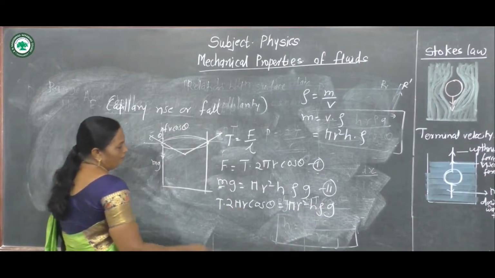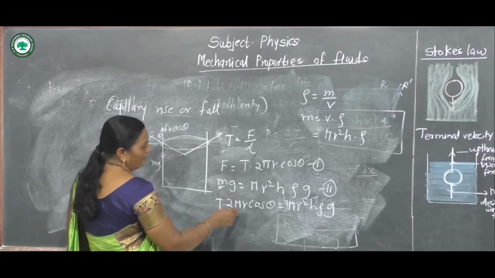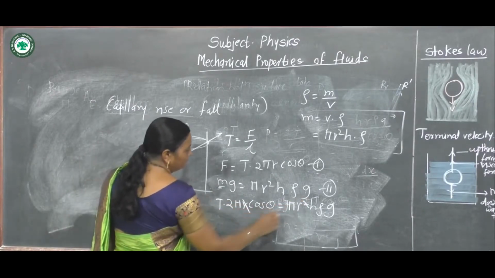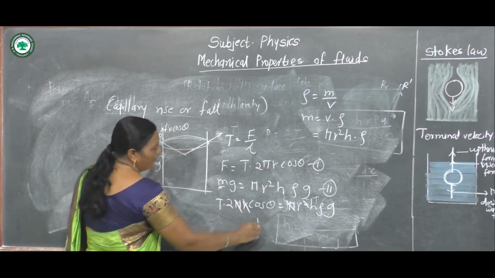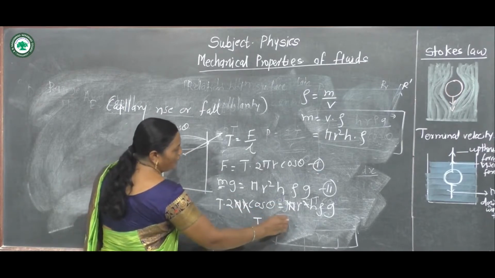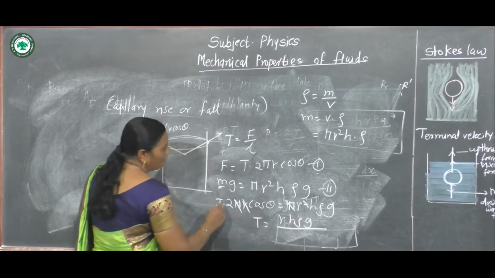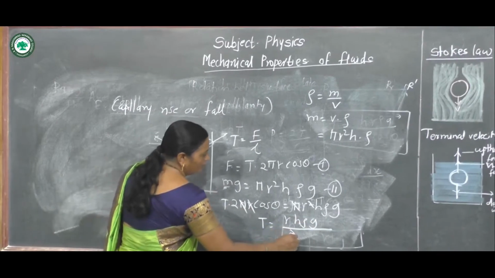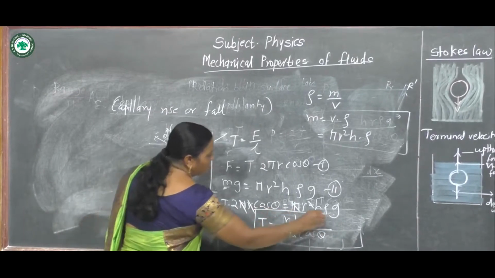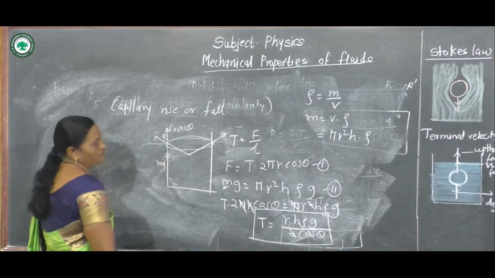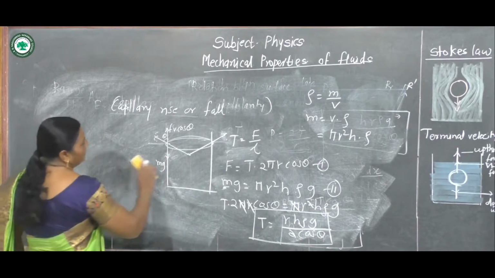Then what is the expression for height or tension? Cancelling pi and r, we get T is equal to r h rho g divided by 2 cos theta. This is the expression for surface tension.